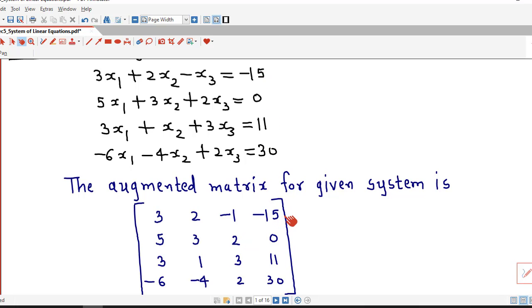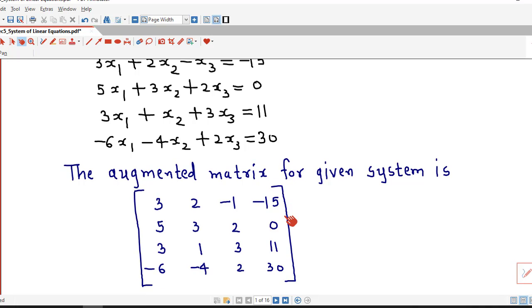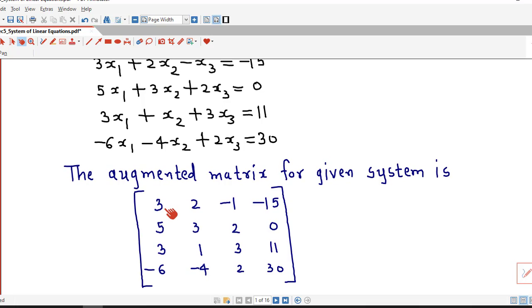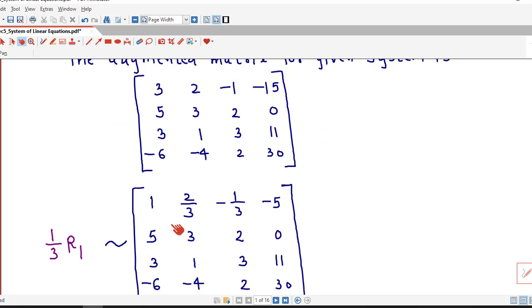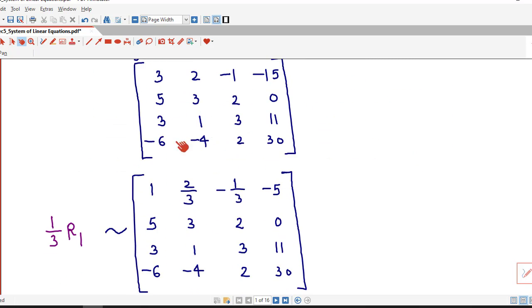Now here in Gauss-Jordan elimination, we will try to convert this augmented matrix into reduced row echelon form. We know that for reduced row echelon form, the first non-zero entry of each row must be 1. Here the first non-zero entry is not 1, so we have to make it 1 by multiplying the first row by 1/3. So the first elementary row operation is to multiply the first row by 1/3, and the remaining rows remain as they are.